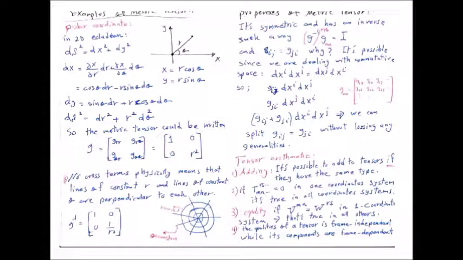Once you know the components of the tensor and the metric, the associated contravariant tensor is just given by some calculation.